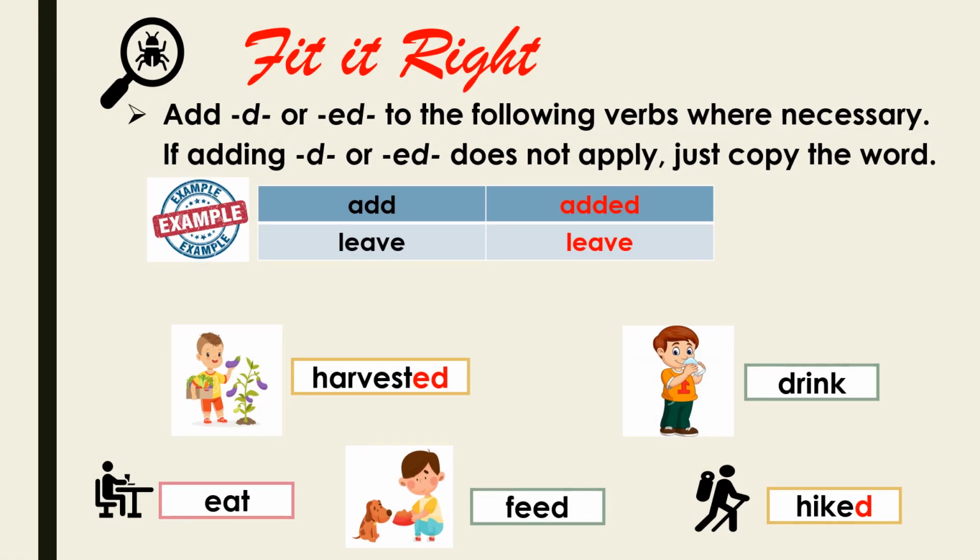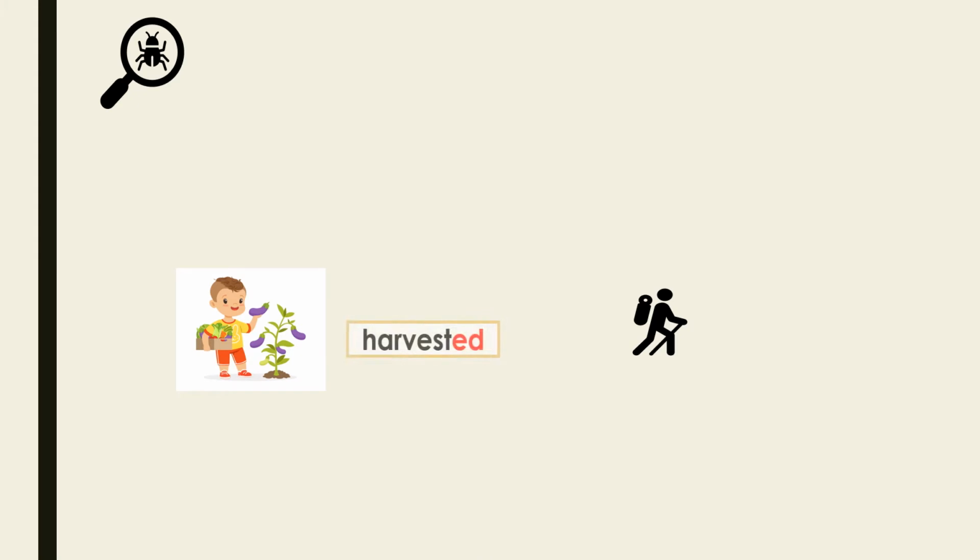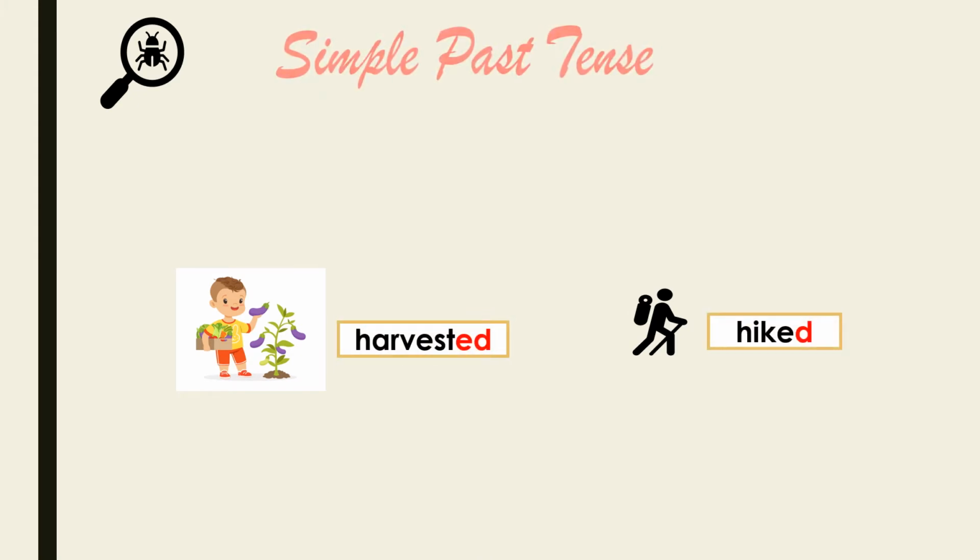Here are the answers for our activity. Only the words harvest and hike could be added with D or ED, so we say harvested, hiked, but we don't say eated, feeded, nor drinked. Now, how many correct answers did you get? Oh, that's great! The words harvested and hiked from our previous activity belong to the simple past tense.